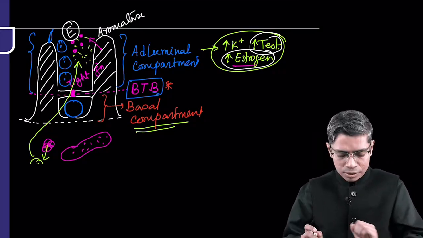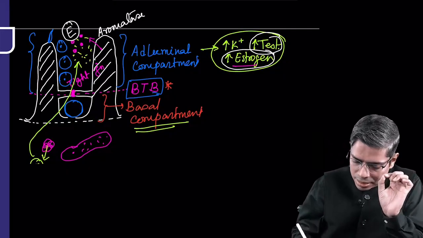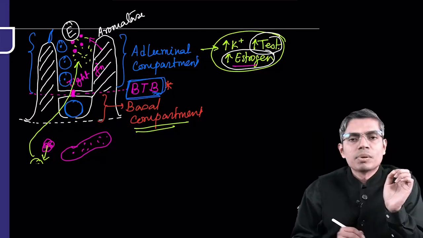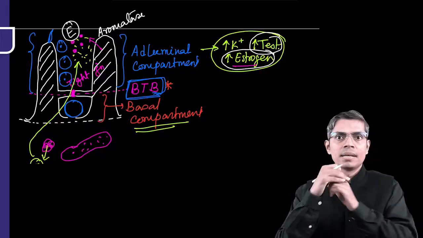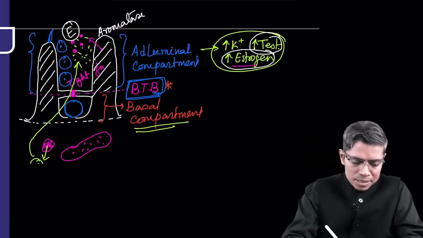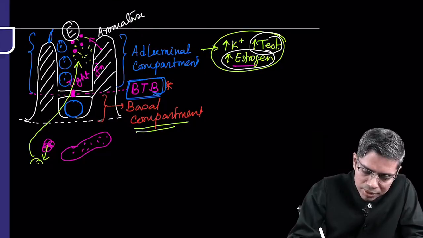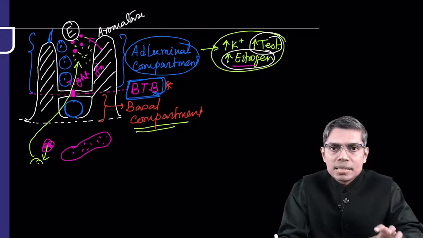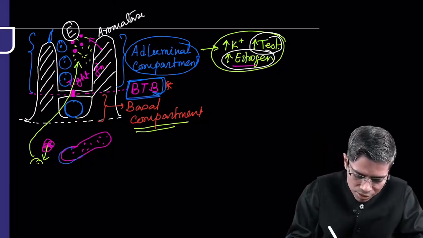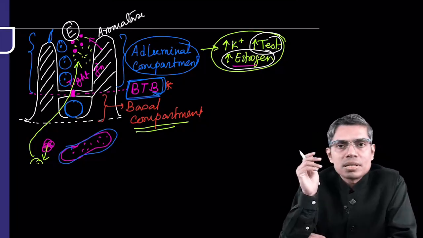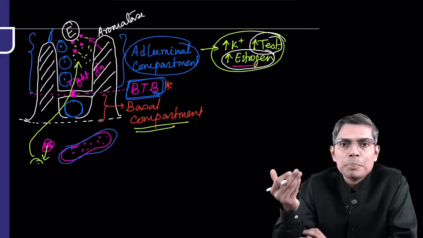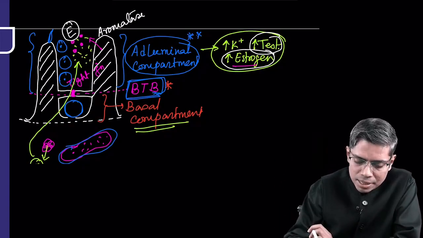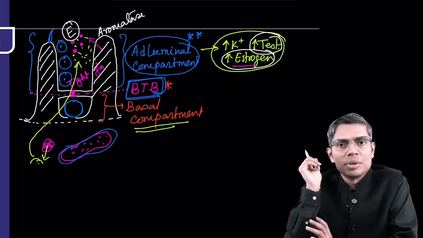But before that, what we have to remember is the blood testis barrier. What is the function of this barrier? It is protecting the spermatogenic compartment. The spermatogenic compartment is the adluminal compartment. So the blood testis barrier is protecting this compartment from the toxins of the blood. We know that various toxins are present in the blood which can hamper the spermatogenesis process, and from these toxins the blood testis barrier is protecting the adluminal compartment.